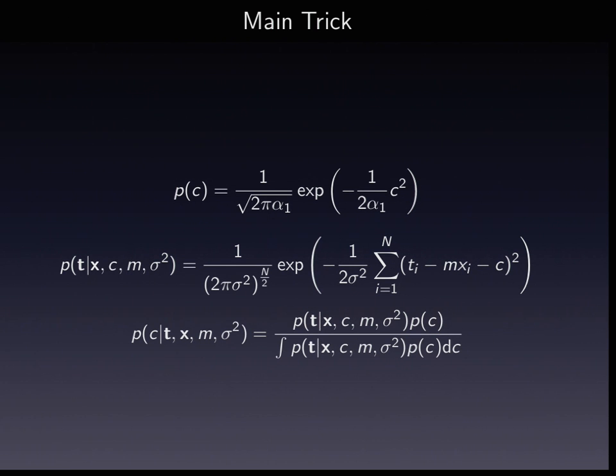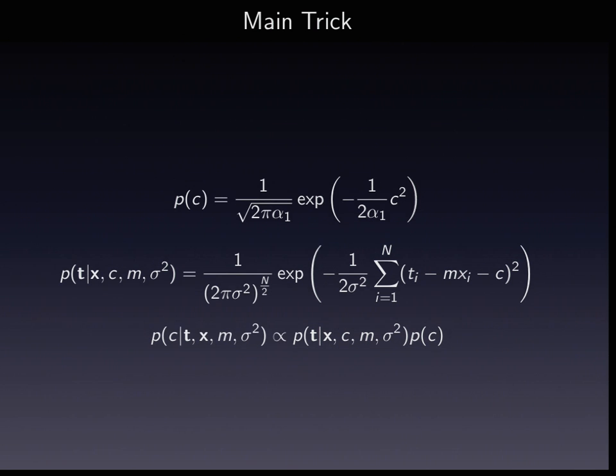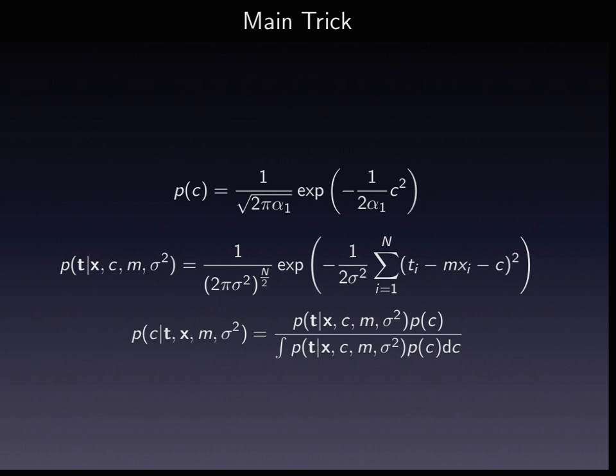This needs to be normalized in c. It's a probability distribution. It must integrate to 1. So it turns out that you can just sort of ignore that integral for the moment, certainly when computing the posterior distribution. This is saying it's proportional to. This is proportional to this because, other than this integral here, this integral is just constant in c, right?